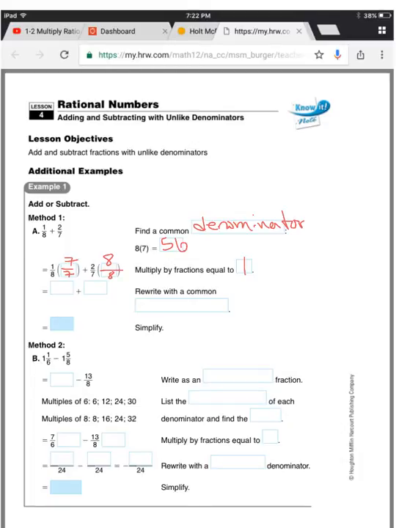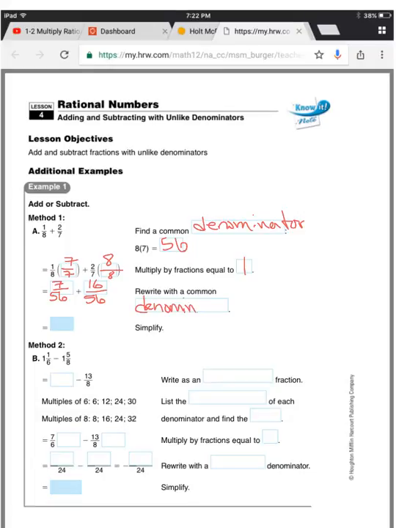Then we're going to multiply those separate terms. So 1 times 7 is 7. 8 times 7 is 56. 2 times 8 is 16. 7 times 8 is 56. So we rewrote with a common denominator.